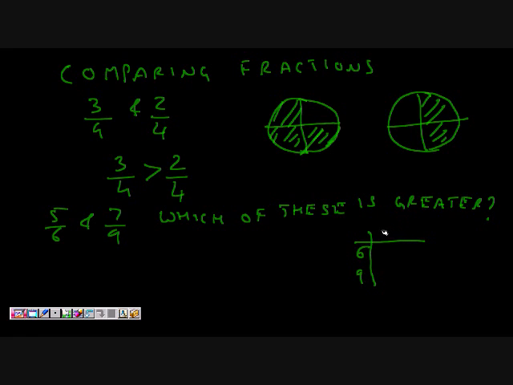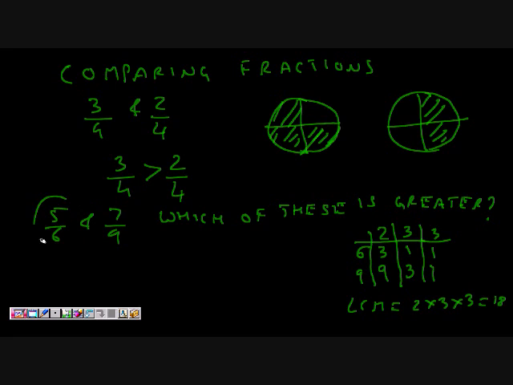So 2 goes into 6 3 times and 9 as is. Then 3 goes into 3 one time and 3 goes into 9 3 times. And then 3 goes into 1 as is and 3 goes into 3 one time. So the LCM is 2 into 3 into 3, which is 18. Now 6 goes into 18 3 times, so we multiply 5 by 6 by 3. So 5 into 3 divided by 6 into 3, which is 15 by 18.